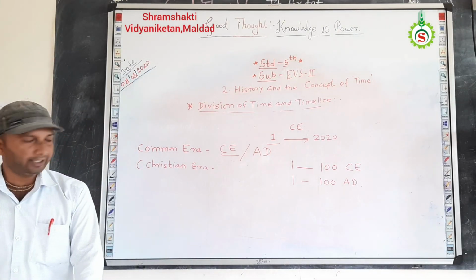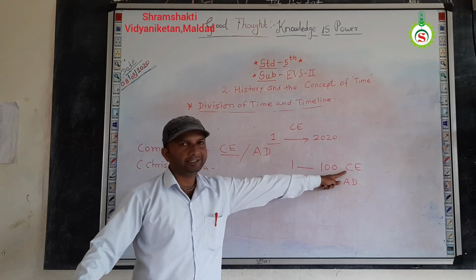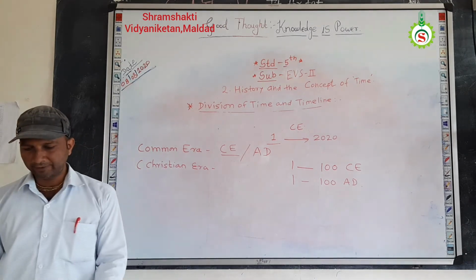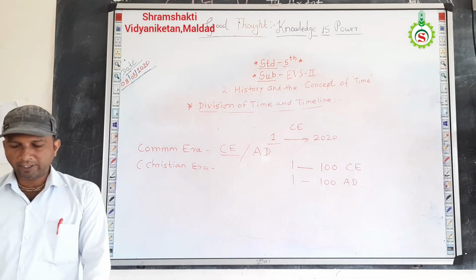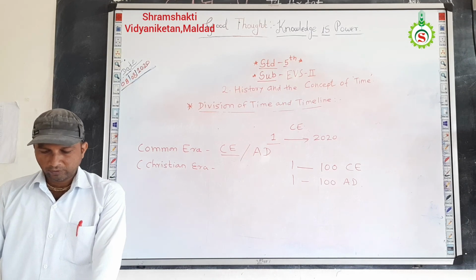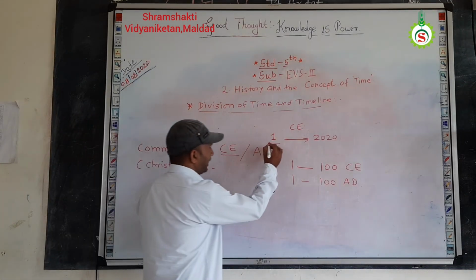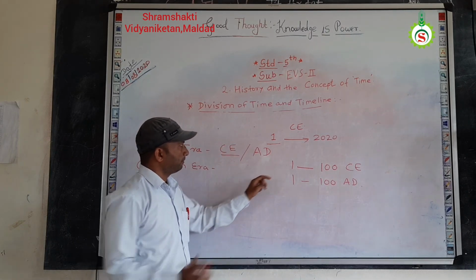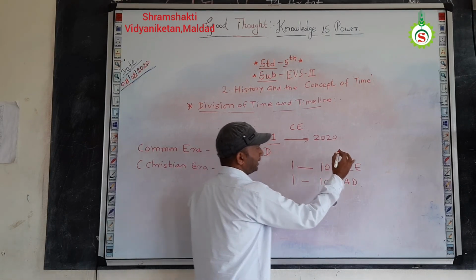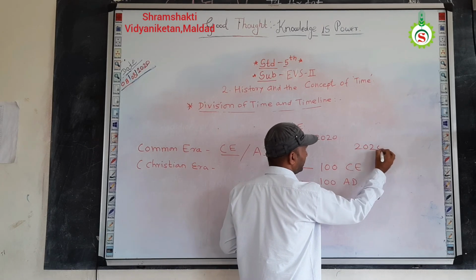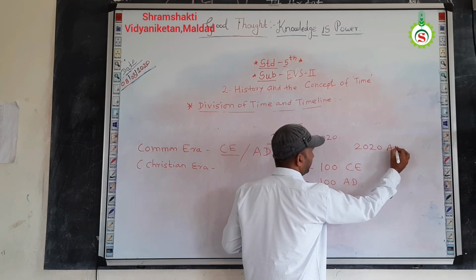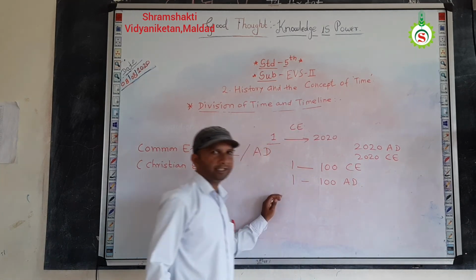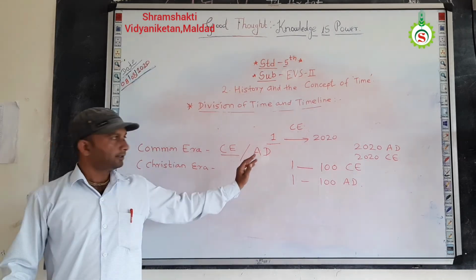From year 1 to 100 CE means common era or Christian era, or 1 to 100 AD means Anno Domini. The meaning of that term is the year of our Lord. So when the calendar started from the year 1 up to 2020, for example the current year, that is 2020, we say 2020 AD or 2020 CE. So these are the methods of writing the time.